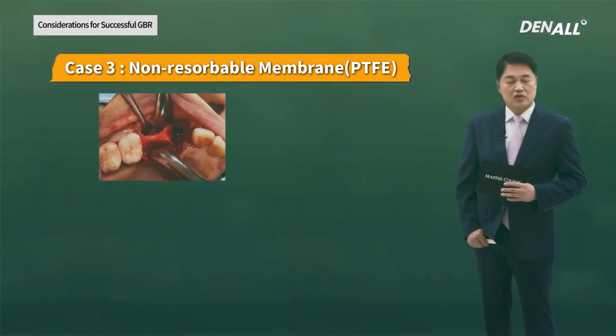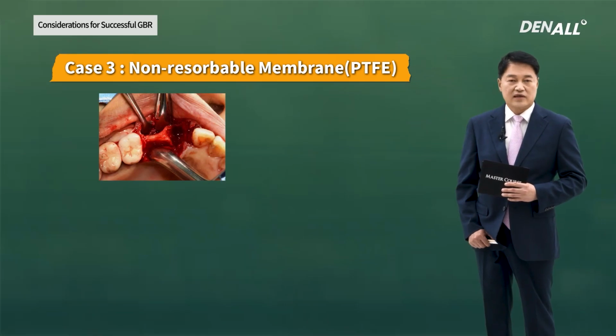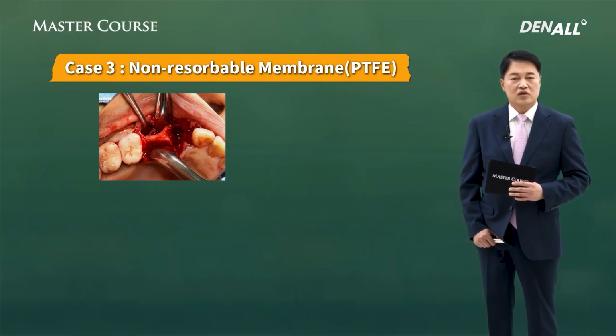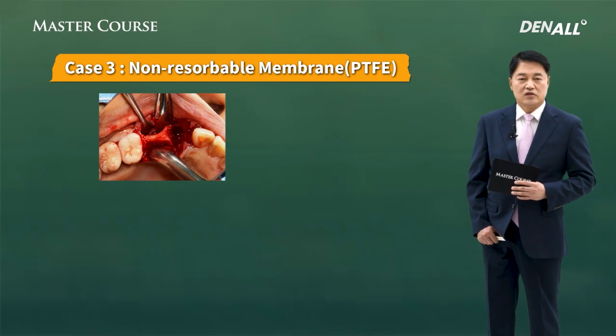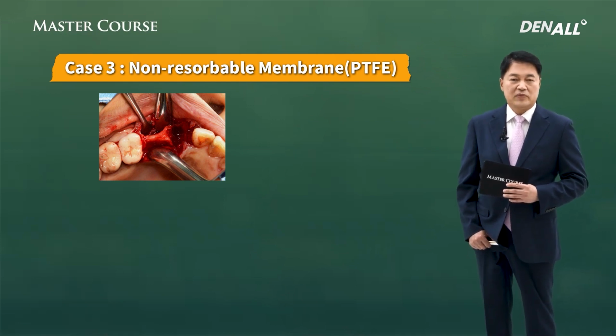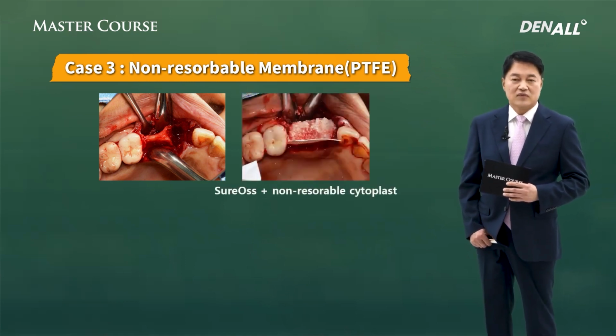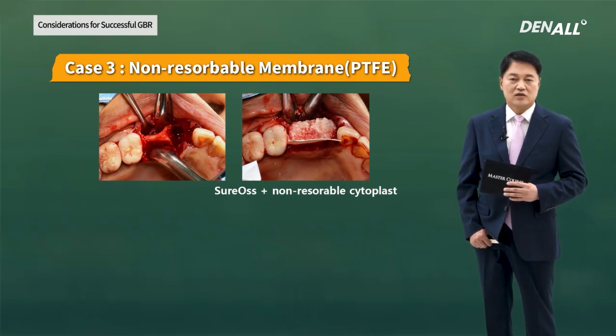After extraction, the flap was reflected. As you can see, there was very thin bone. There was a lot of bone resorption, so implant placement was very difficult. In number 14 and 15, ridge augmentation was done. And in number 13, where the tooth was extracted, socket preservation was planned. First, I used allograft tissue, and on top, a non-resorbable cytoplast membrane was used.